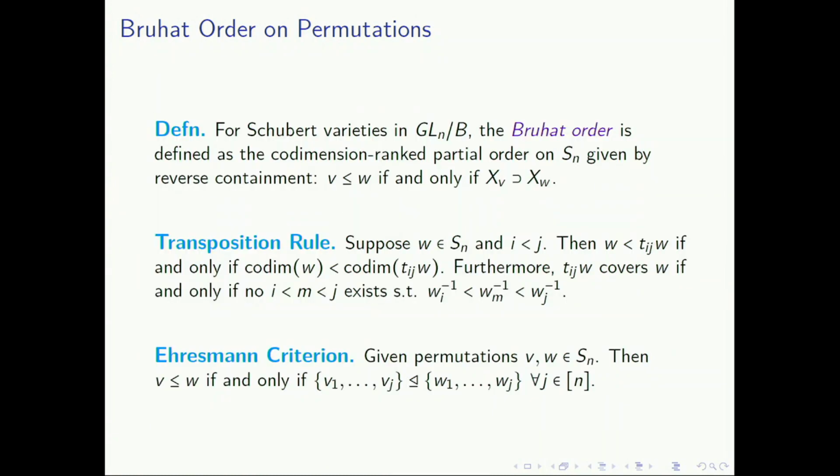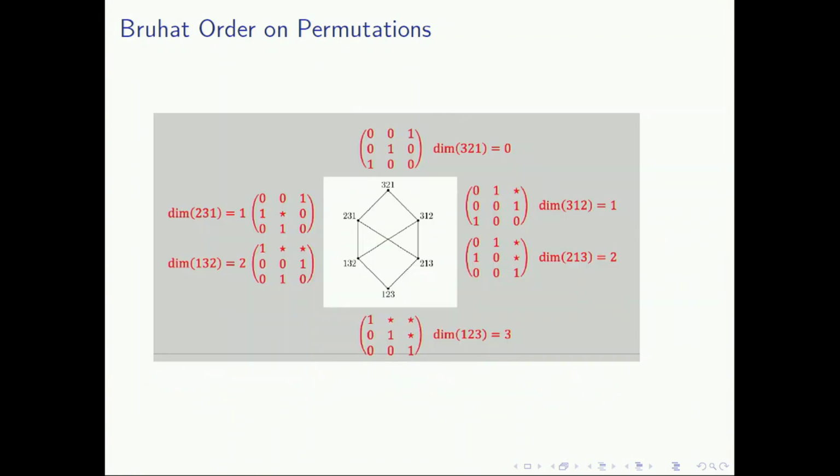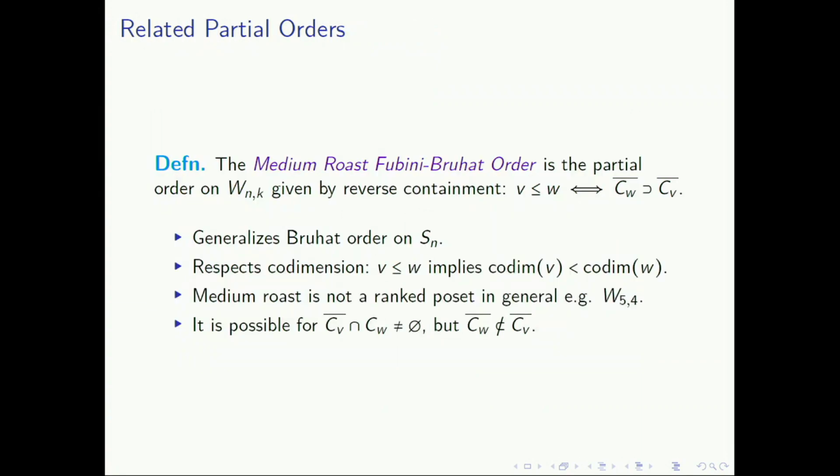Did you guys talk about that last week, this criteria, or is that new? No? Okay, good. I'm glad I mentioned it. And here, of course, is the picture that you know from S3. This is the Bruhat order, and we're thinking about the matrices being these pattern matrices that go with it. At the bottom, you see we have 3 stars in the one that corresponds to the identity because it's ranked by codimension.